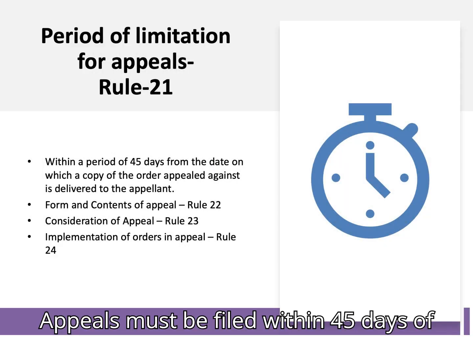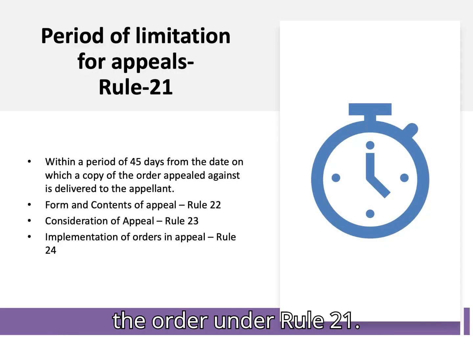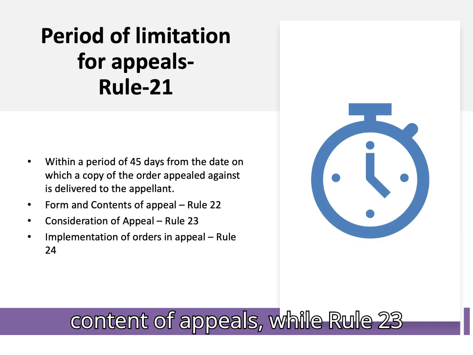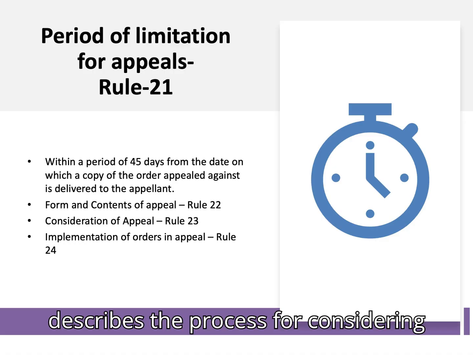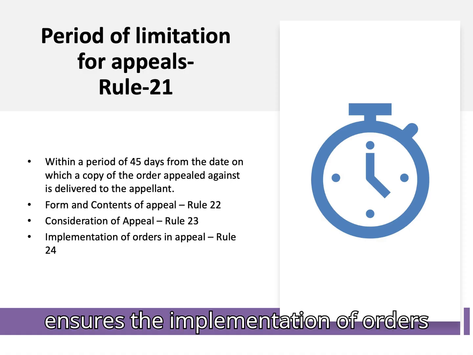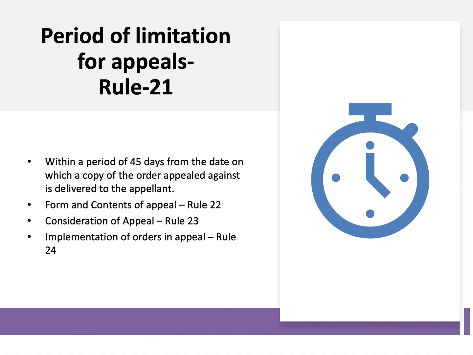Appeals must be filed within 45 days of the order under Rule 21. Rule 22 specifies the required form and content of appeals, while Rule 23 describes the process for considering appeals. Rule 24 ensures the implementation of orders passed in appeal.